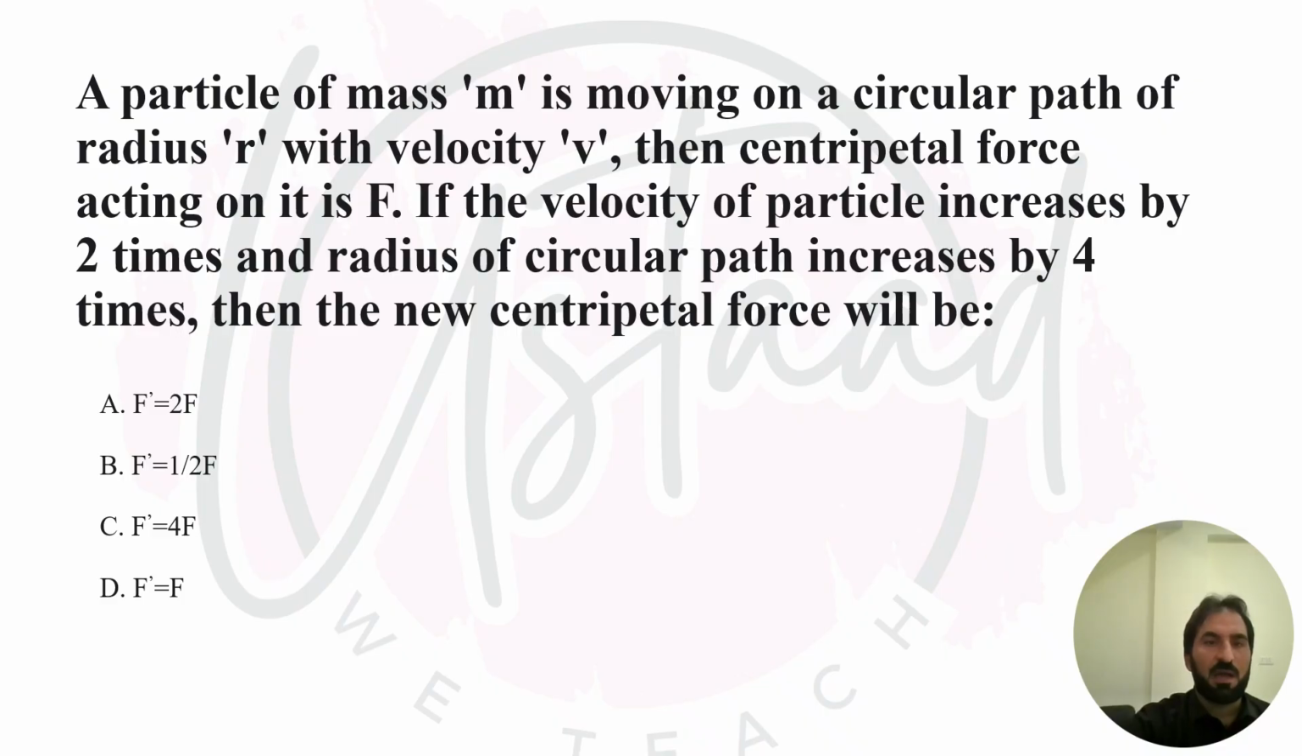Next MCQ: a particle of mass m moving on a circular path of radius r with velocity v. The centripetal force acting on it is F. If the velocity of the particle increases by 2 times and radius of the circular path increases by 4 times, then the new centripetal force will be: F prime is equal to 2F, F prime is equal to 1 by 2 F, F prime is equal to 4F, and F prime is equal to F. So the correct option is D, that is F prime is equal to F.